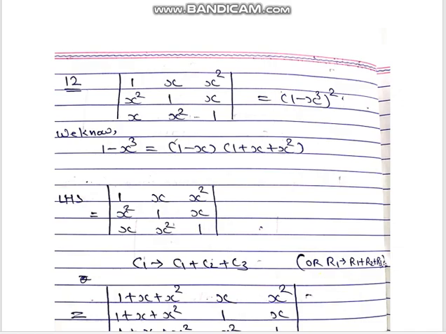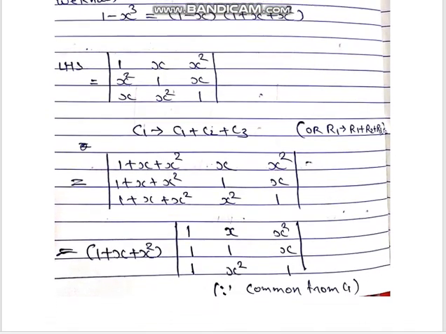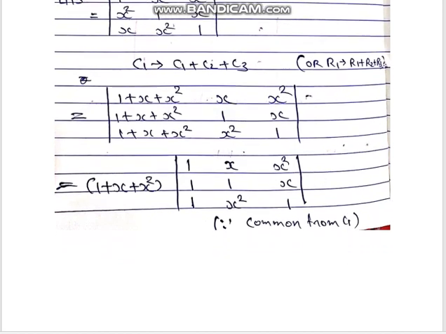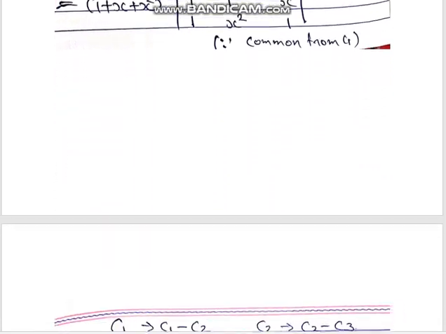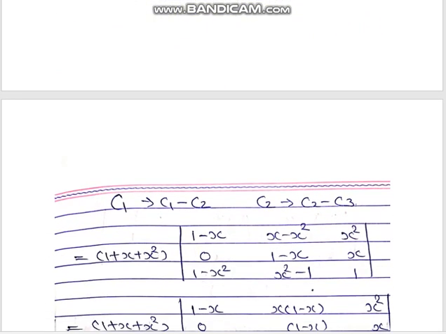So let us add C1, C2 and C3. So if we add C1, C2, C3, our first column will be 1 plus x square, plus 1 plus x, and x plus x square plus 1. Okay, so taking 1 plus x square common from column 1, we will have 1, 1, 1 here, and remaining column as it is. Now what we'll do, we can subtract row 2 from row 1 and row 3 from row 2.